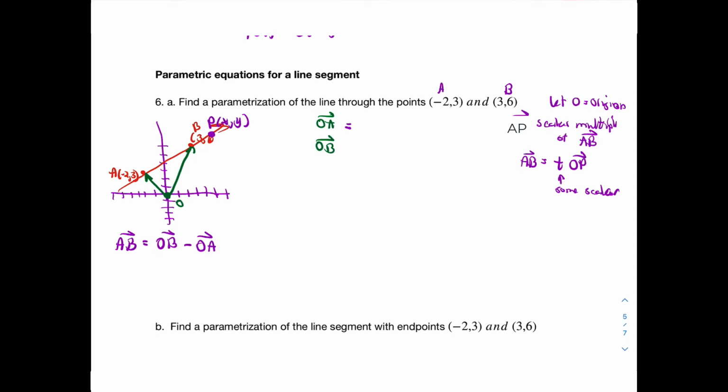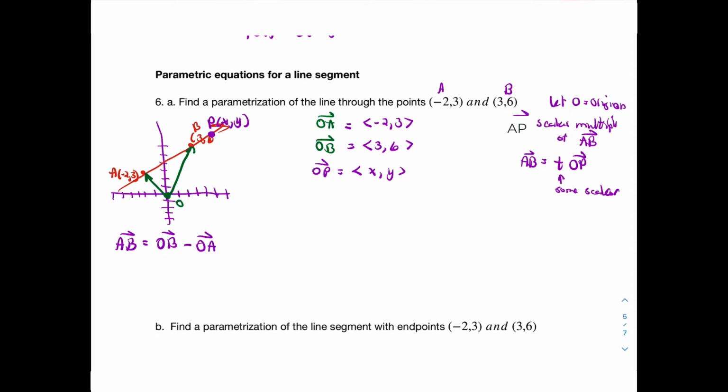Now let's find the component forms of vector OA. Since the initial point is 0, 0 and the terminal point is negative 2, 3, the component form is just that point A, negative 2, 3. Same thing with our vector OB. Our component form is 3, 6. And then we do the same thing for OP, so our component form is x, y. That's the reason why I chose that point to be at the origin. It makes life easier to work with.